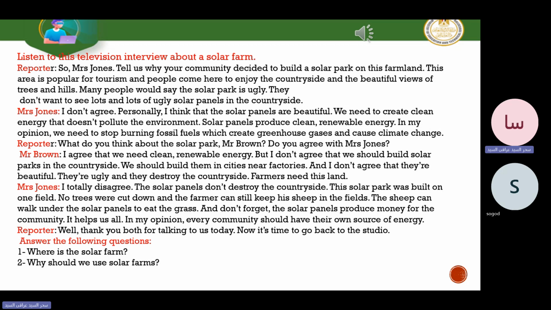Okay. For me, I support having it in the countryside. It doesn't destroy the life there. Okay. Answer the following questions. Where is the solar panel or where is the solar farm? Why should we use solar farms? Try to get the answer.